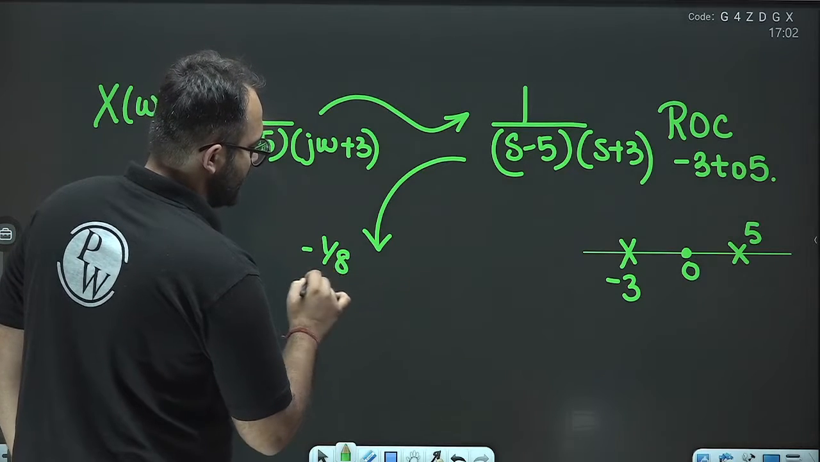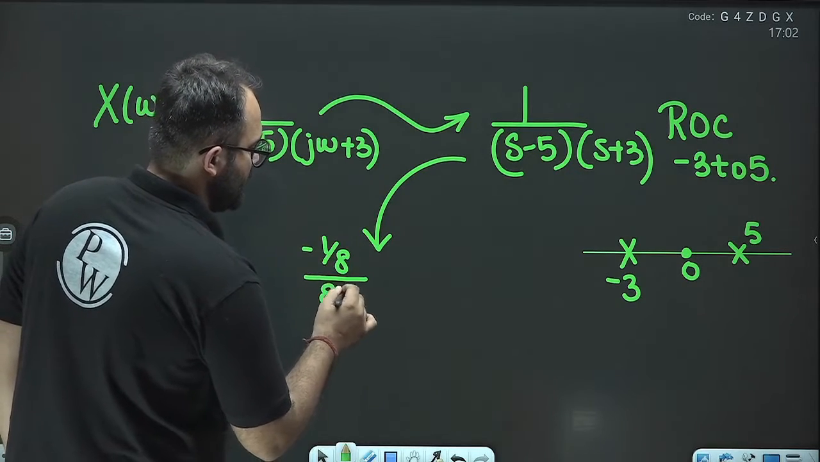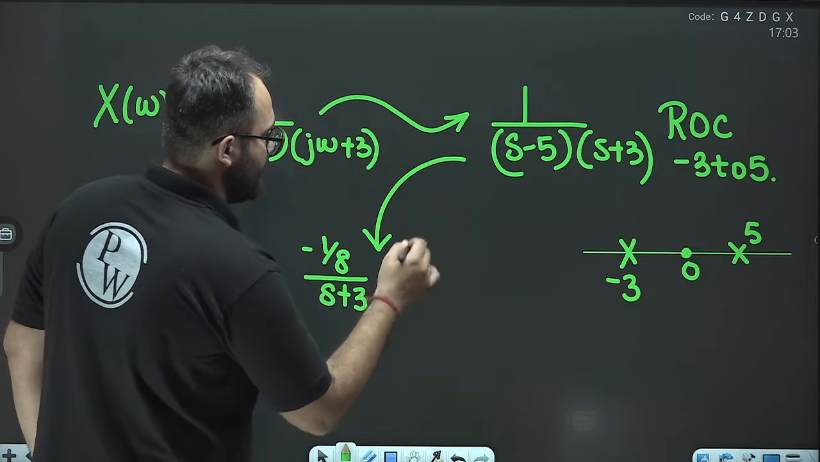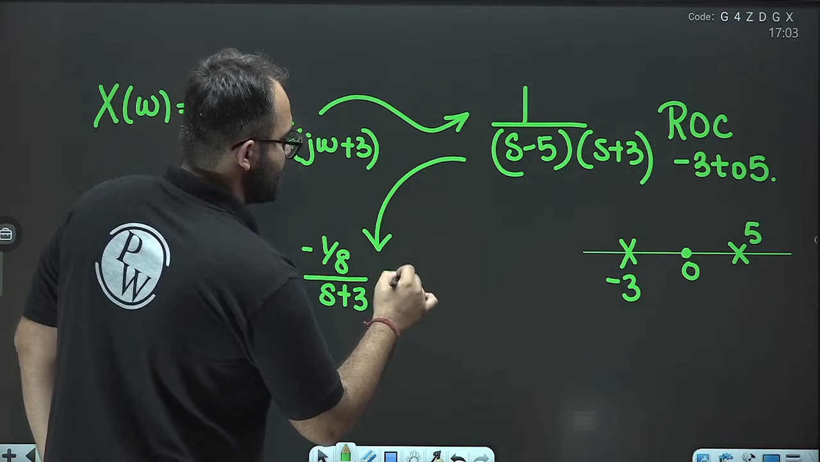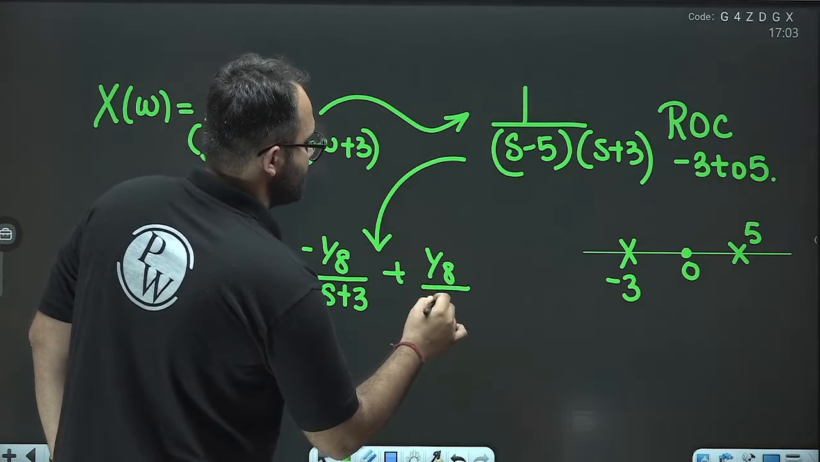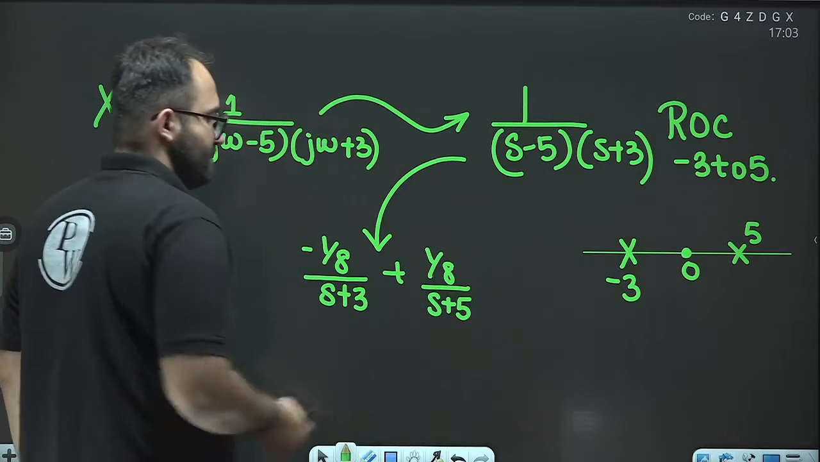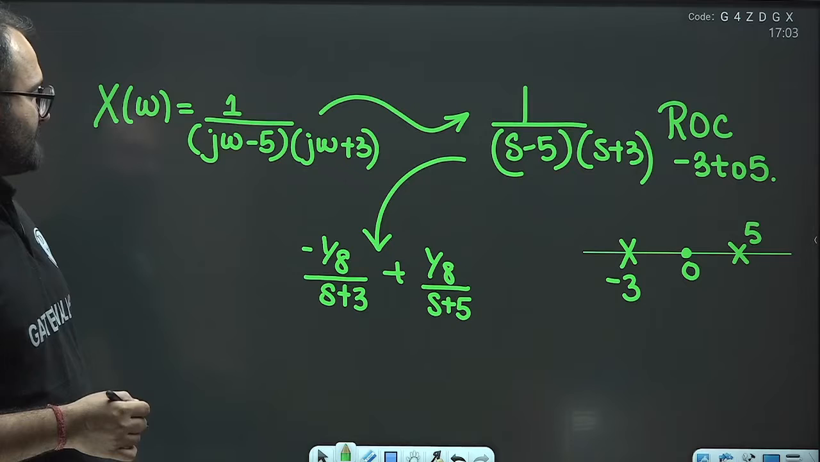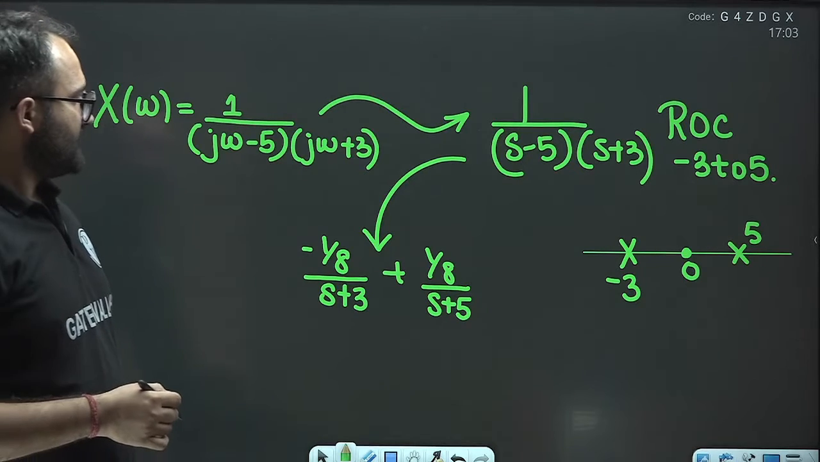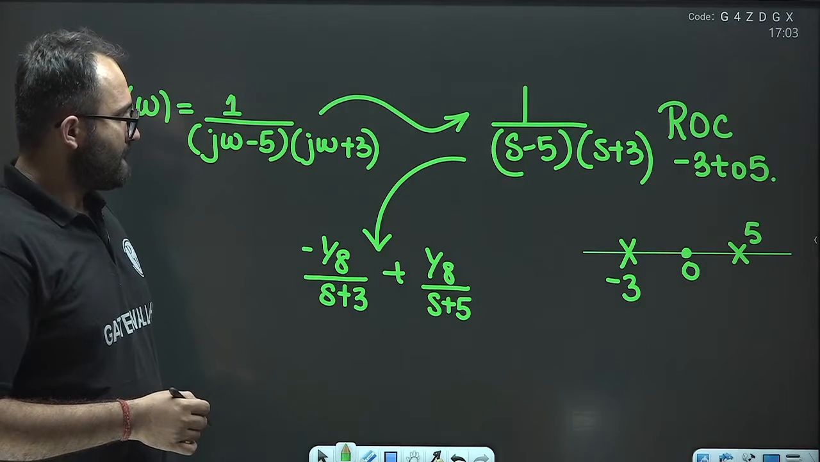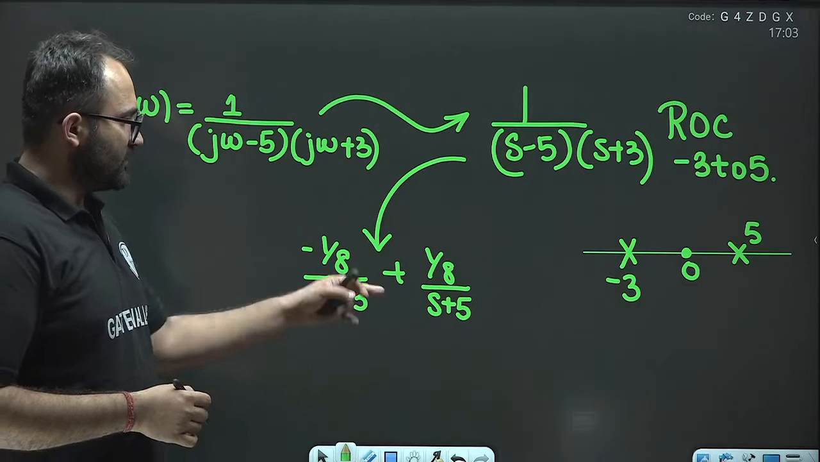Minus 1 by 8, s plus 3. Perfect. So this will be the result.